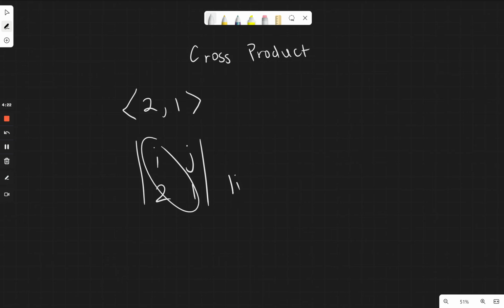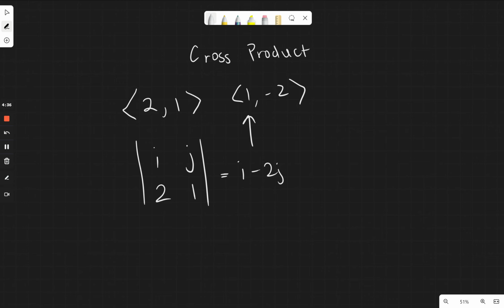The determinant of this is just going to be 1i, so just i, minus 2j. And this is just the vector (1, -2). Are these vectors perpendicular? Let's see. We're going to take the dot product to see if they're perpendicular. Actually, let's use the actual word, which is normal. Are these vectors normal? If you've heard of normal force, it's kind of the same idea. So the dot product is 2 times 1 plus 1 times negative 2.